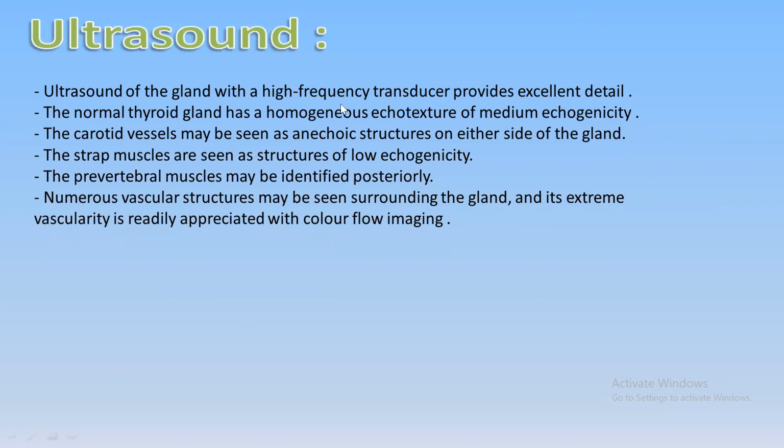Ultrasound of the gland with a high frequency transducer provides excellent detail. The normal thyroid gland has a homogeneous echotexture of medium echogenicity. The carotid vessels may be seen as anechoic structures on either side of the gland. The strap muscles are seen as structures of low echogenicity. The prevertebral muscles may be identified posteriorly. Numerous vascular structures may be seen surrounding the gland, and its extreme vascularity is readily appreciated with color flow imaging.